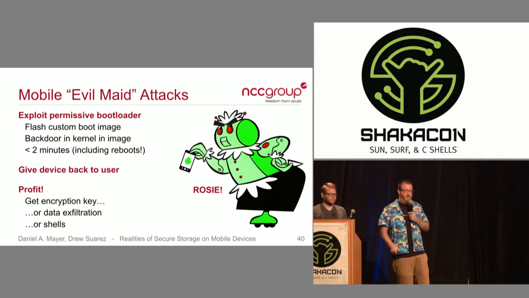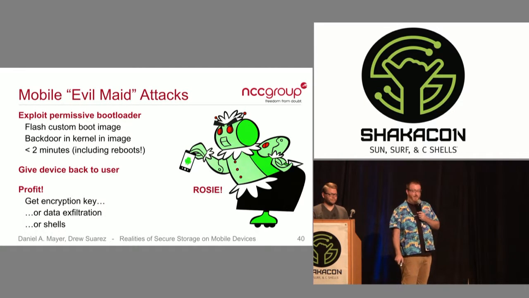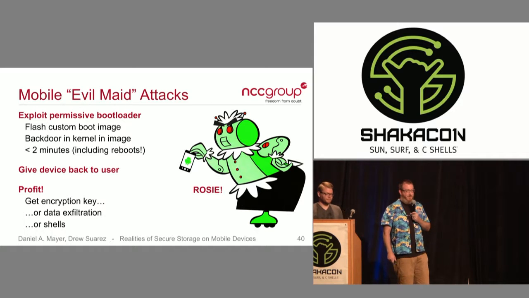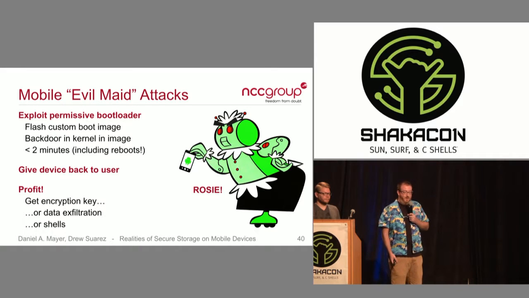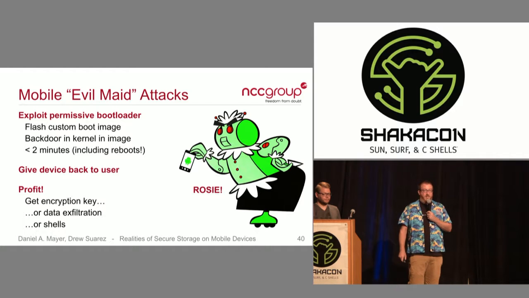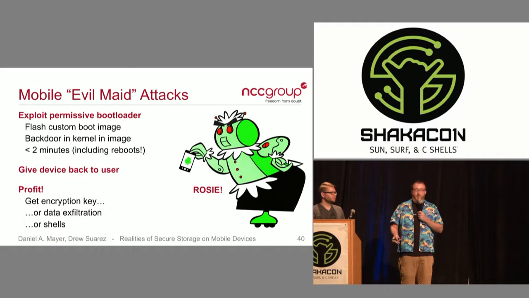So this is Rosie, the evil Android evil maid. This is a classic evil maid attack. Stuff like this has existed for a while. We just put it together as a proof of concept here. It exploits permissive bootloaders. Any of the previous slides, we just talked about ways to do this. You flash a custom boot image, overwrite the kernel. We backdoored the kernel, and in less than 2 minutes, including multiple reboots, the device is completely backdoored.